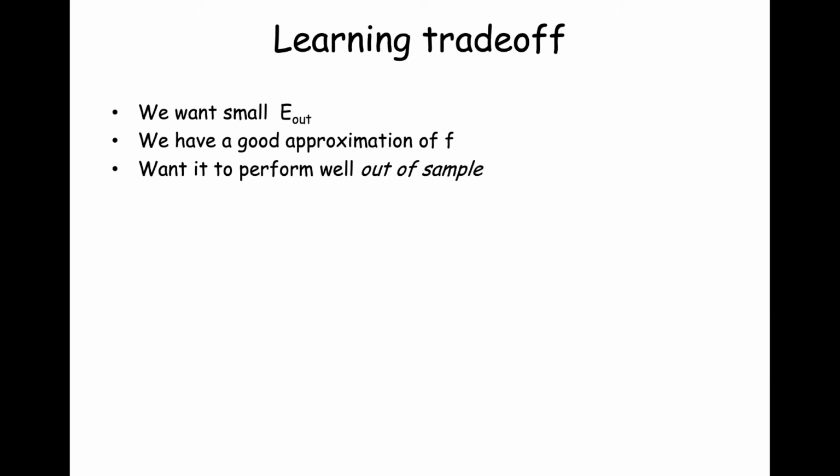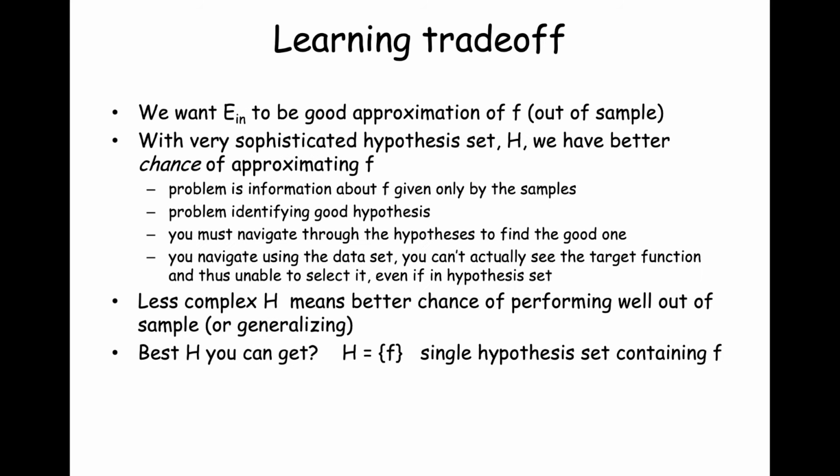And so in learning, there's a trade-off. You want a very small E out, and you want to have a good approximation in your unknown target function F. You want your final best hypothesis to be a good approximation. And you want this approximation of target function to perform well on new data, to perform well out of sample. And so you want E in to be a good approximation or express a good approximation of your target function. You control in-sample error, but you have no control over out of sample error.